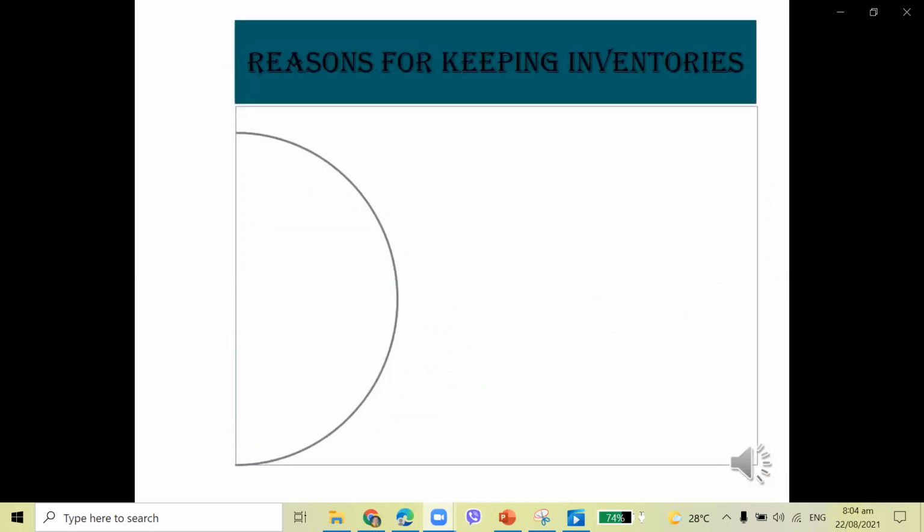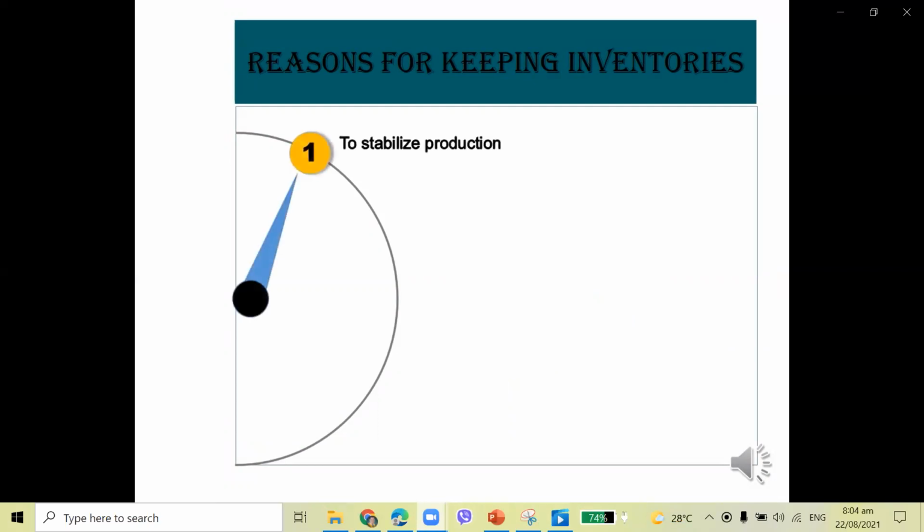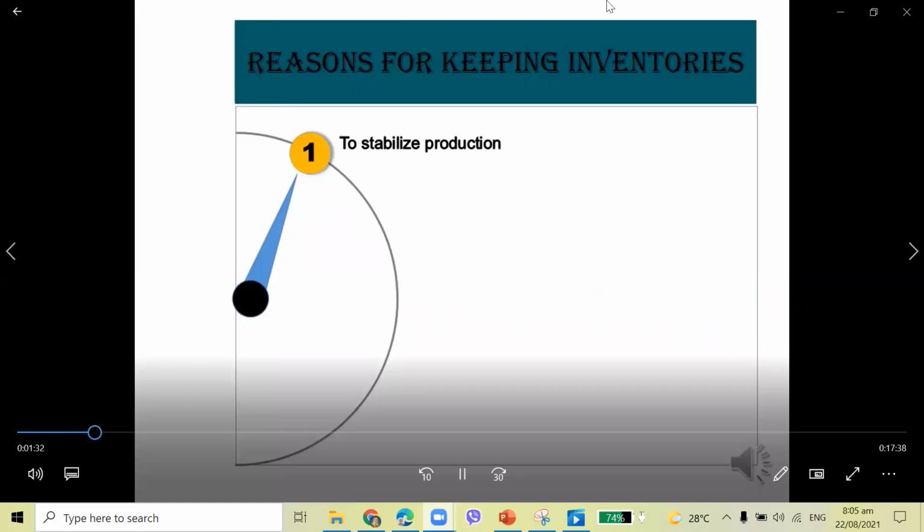There are 6 reasons for keeping inventories. First is stabilized production. The demand for an item fluctuates because of a number of factors like seasonality and production schedule. Inventories like raw materials and components should be made available to production as per the demand, failing which results in stock out, and production stoppage takes place for want of materials. Hence, inventory is kept to take care of this fluctuation so that production is smooth.